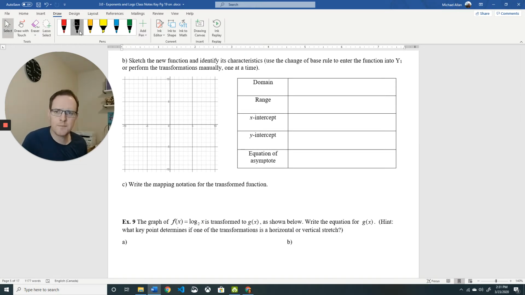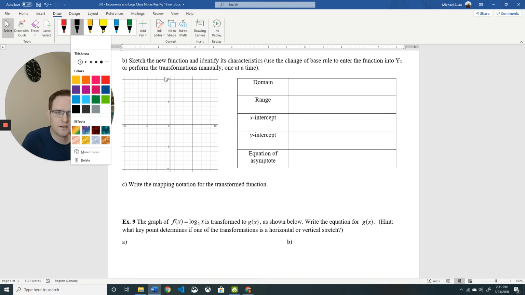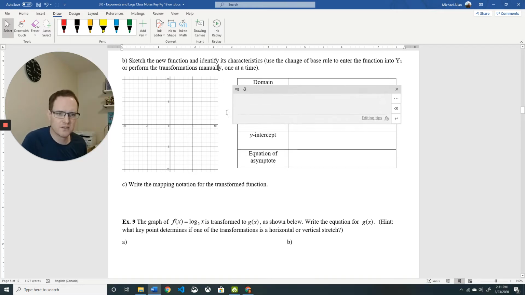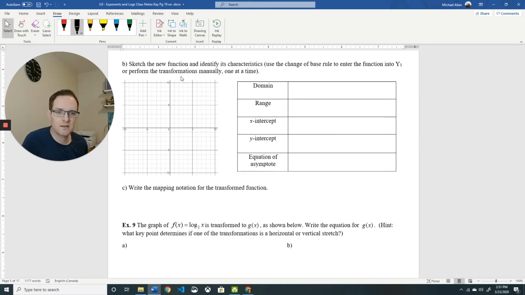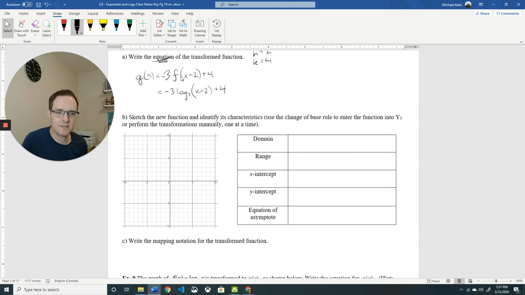Now, it's nice to know what the graph looks like to start off with, before we actually do anything like that, just to see what the graph starts off with and how it's going to end up. So this is all essentially the same question here.